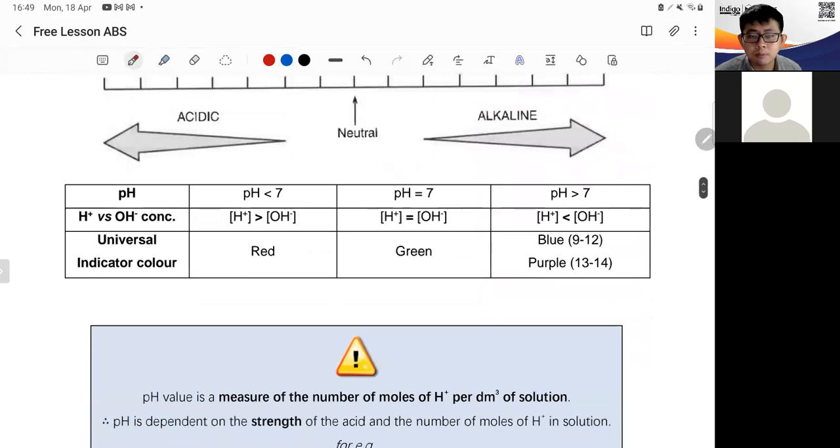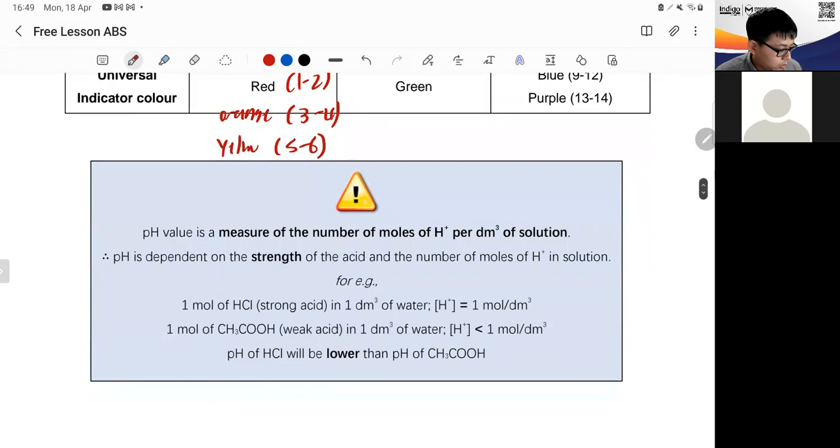Okay, color scheme. Please remember that red is usually around 1 to 2. Orange is maybe 3 to 4. If it's yellow, it's maybe around 5 to 6. There's a range, of course. Okay, we talked about this already.